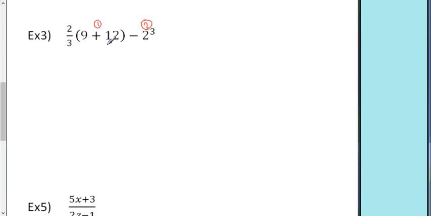Step 3, do I have any more exponents? No. Do I have any multiplication or division? Yes, I have multiplication because that fraction means times, so that's going to be third. And some people like to break this up into 2 problems, but I don't like doing that. All right, so first step, add the 9 plus the 12 because that's step 1. 9 plus 12 is 21. Remember, everything else comes straight down and make your life a lot easier.